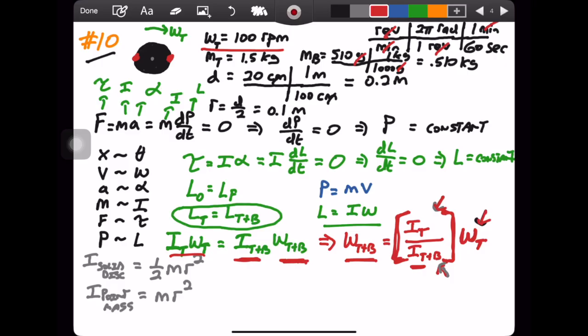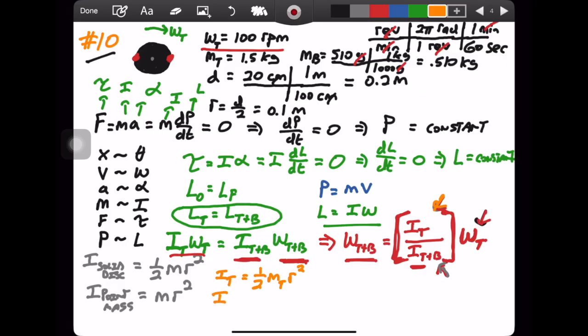What we're going to do is first compute the moment of inertia of the turntable. That's the numerator term right here. And that's easy because it's just a solid disk. And as I just showed you, for a solid disk, the moment of inertia is going to be 1/2 whatever the mass of the turntable is by itself, and then the radius of the turntable squared.